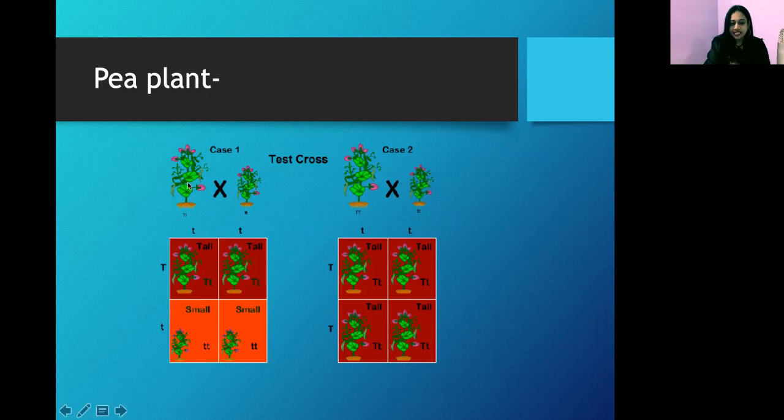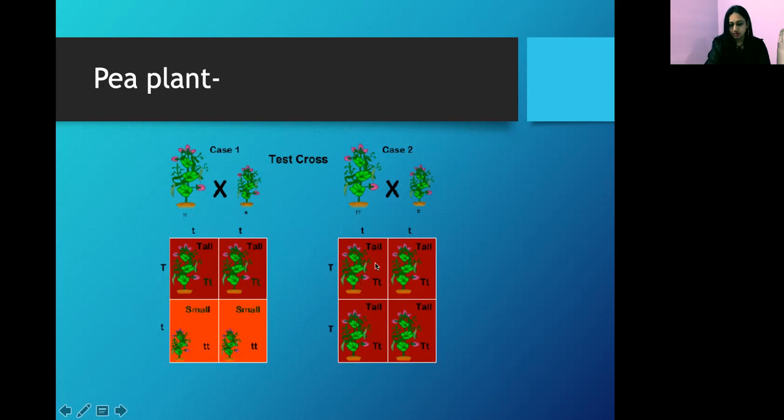In case 1, we have seen the tall plant, but its genotype is capital T small t. And in case 2, this tall plant has the genotype capital T capital T. That means here the tall plant is heterozygous, not pure tall, and here it is pure tall, right? So when it is capital T small t crossed with the dwarf plant, small t small t, observe the offspring: capital T small t tall, capital T small t tall, and small t small t dwarf, small t small t dwarf. So 50% we got tall and 50% dwarf.